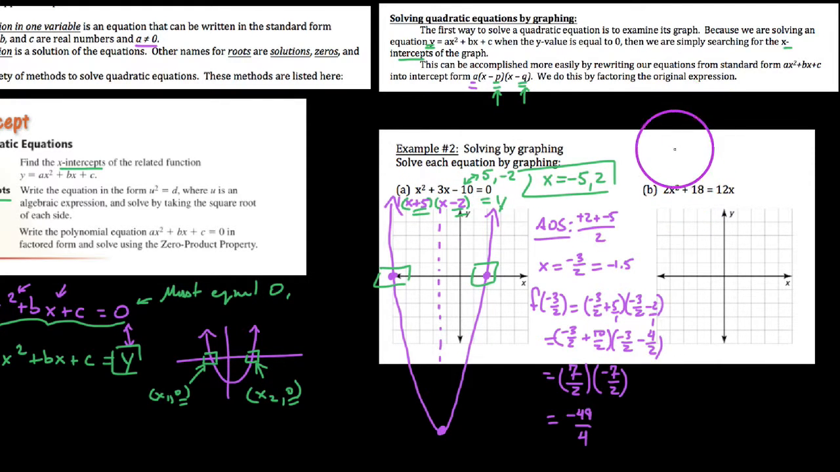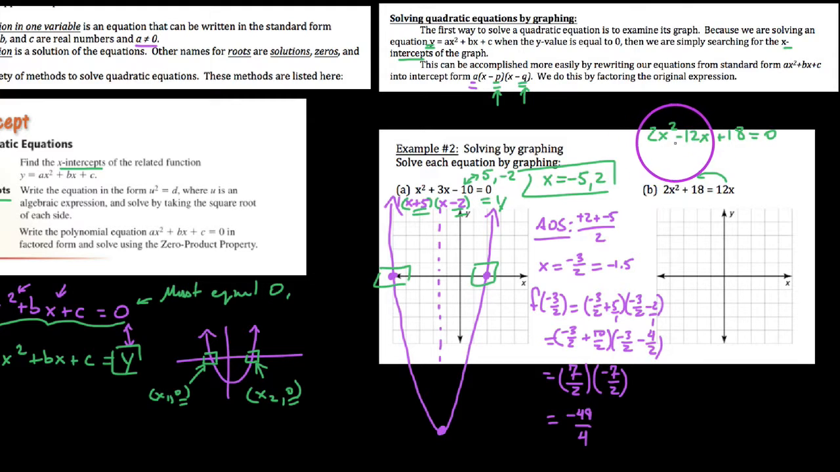So looking at this one over here, looks like we have 2x squared plus 18 equals 12x. The very first thing we want to do is set this equal to 0. So I'm going to rewrite this up here so I have a little bit of space, but I have 2x squared. If I subtract 12x over to the left side, it would be minus 12x plus 18 is equal to 0, and now this is written in standard form.